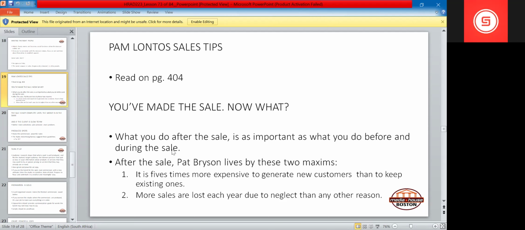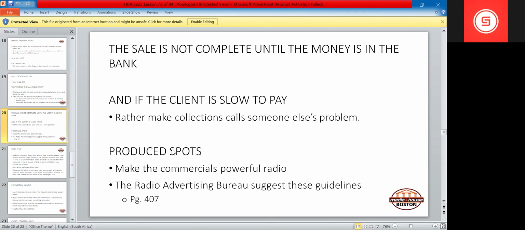Number one, it is 5 times more expensive to generate new customers than to actually keep an existing one. So you want to make sure that you are really delivering on customer service and the quality of that, because they're just going to keep coming back, and it's going to be a lot easier for you to keep that customer retention, right? Number two, more sales are lost each year due to neglect than any other reason. You didn't follow up, you didn't do a great job, you didn't do what they asked you. They asked you a question, you didn't answer them, whatever it may have been. So just bad customer relations, right?